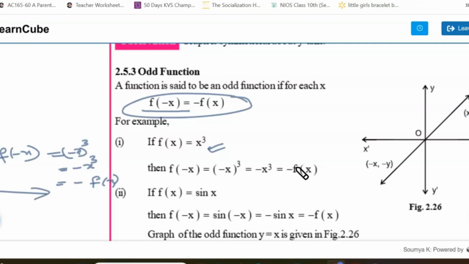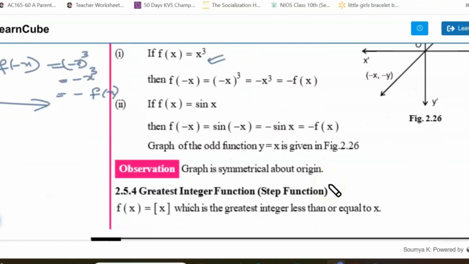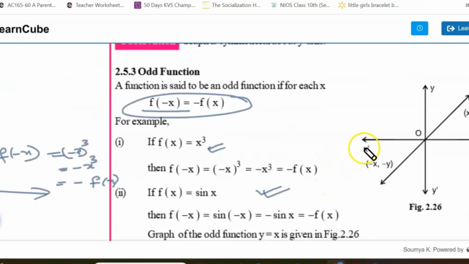Okay. Similarly, check out this sin x as well, whether it is an odd function or not. A graph looks somewhat in this manner. This is the odd function's graph.